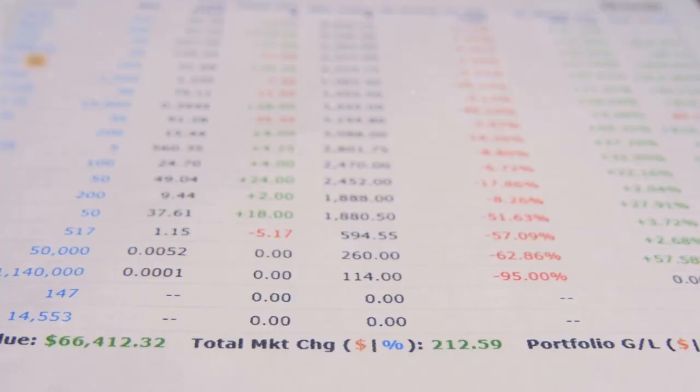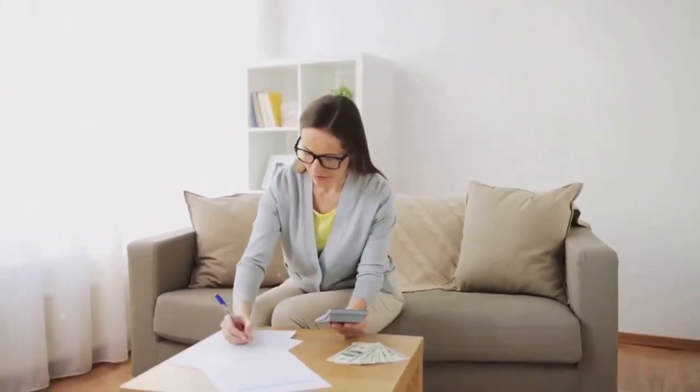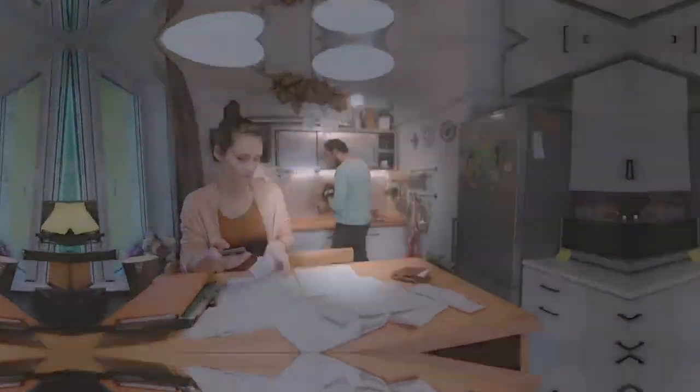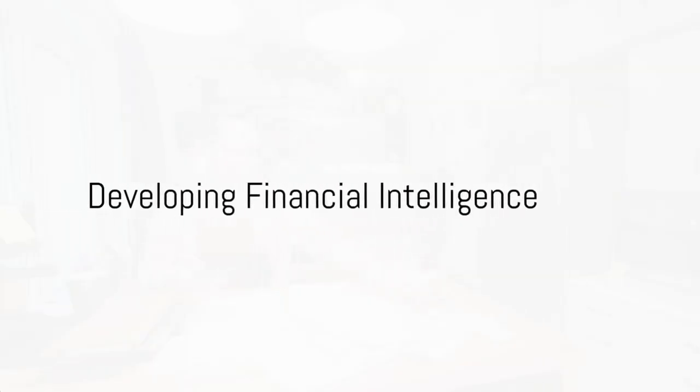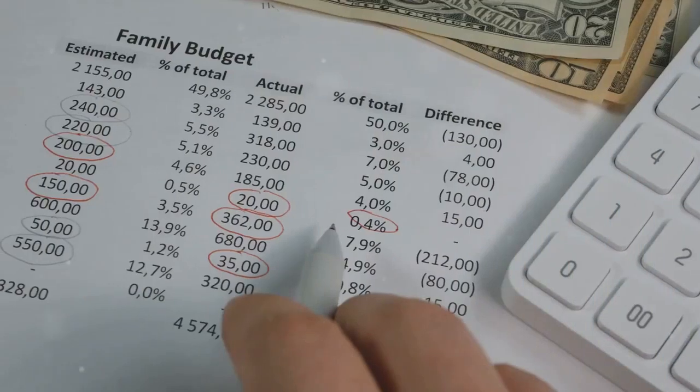It's not about being rich. It's about understanding your financial circumstances and making the most of them. It's about making your money work for you, rather than you working for your money. Financial intelligence is a skill, and like any skill, it takes time and practice to develop. It involves understanding the basics of budgeting, investing, and saving.